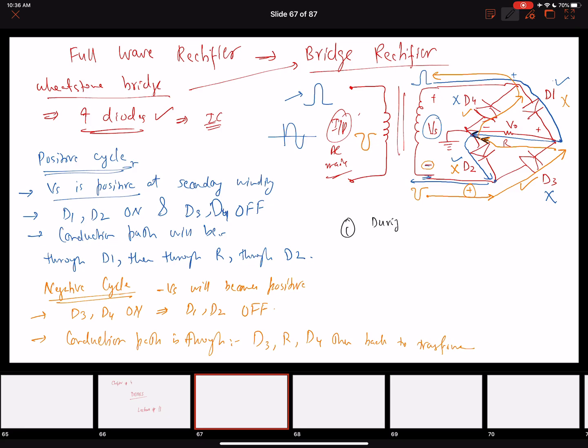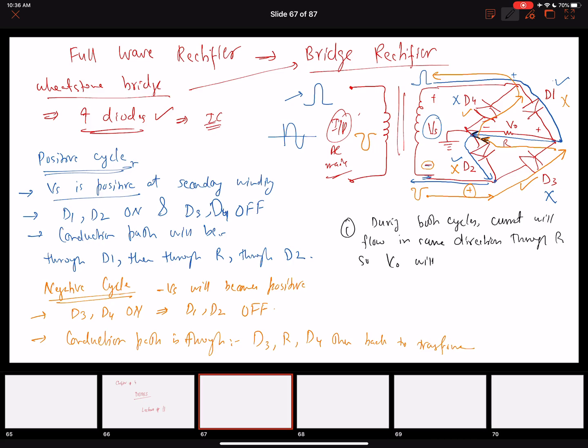So during both cycles, current will flow in same direction through R, right? So V naught, potential across the resistance, will always be positive, right? And that is why your this cycle will become this.